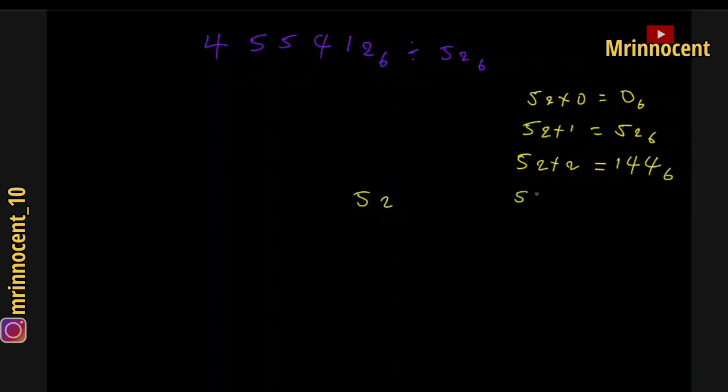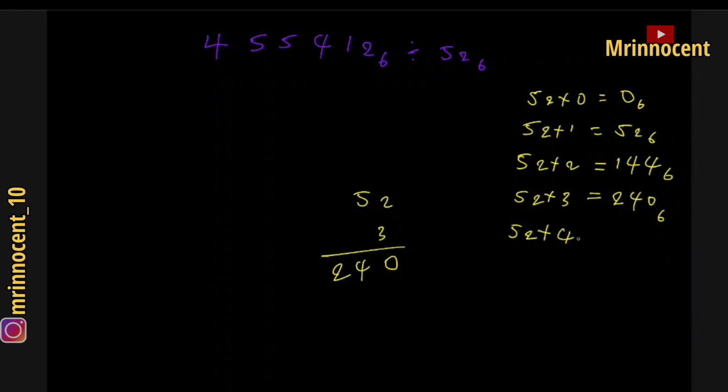52 times 3 equals 3 times 2 is 6, and 6 in base 6 is 1, remainder 0. 3 times 5 is 15, plus 1 is 16, and 16 in base 6 is 2, remainder 4. So we have 240 in base 6.